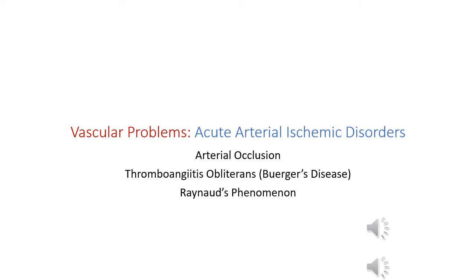So acute arterial ischemic disorders are a sudden interruption of arterial blood supply to the tissue, to an organ, or an extremity that usually ends in tissue death.